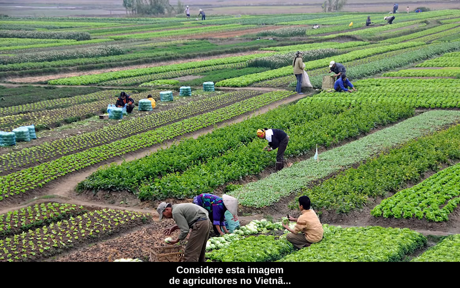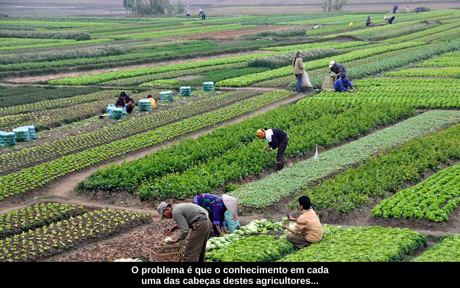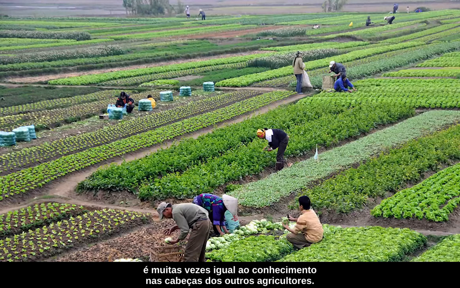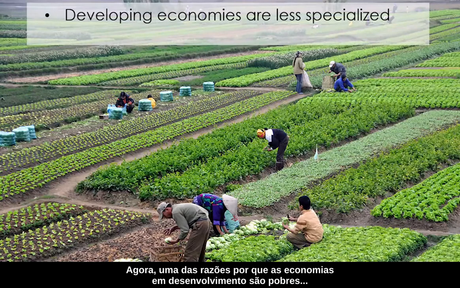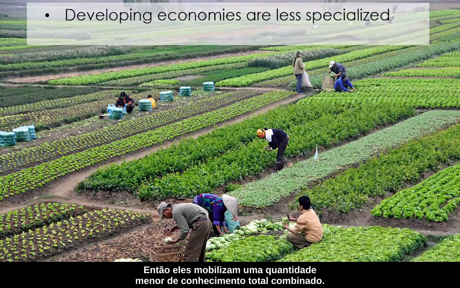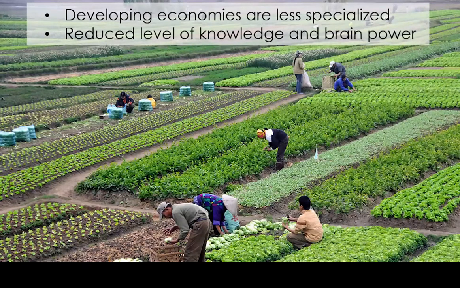Consider this picture of farmers in Vietnam, where 60% of the labor force still works in agriculture. These farmers know a lot about farming. The problem is that the knowledge in each one of the heads of these farmers is very often about the same as the knowledge in the heads of the other farmers. Now, one of the reasons that developing economies are poor is that they are less specialized, so they are mobilizing a smaller amount of total combined knowledge. That means brain power in those economies is not being used to its fullest extent.